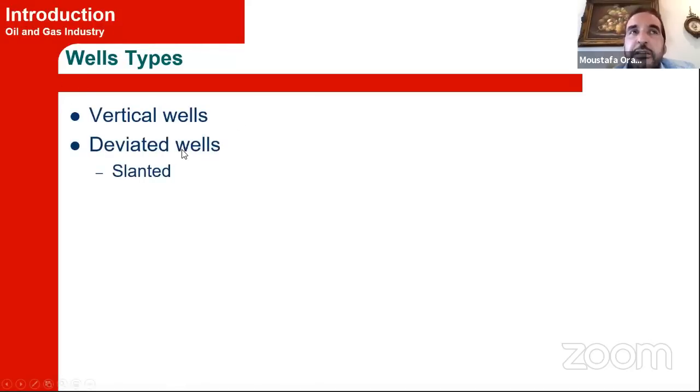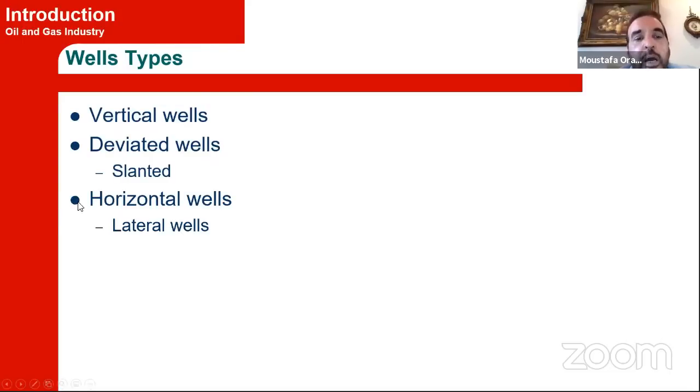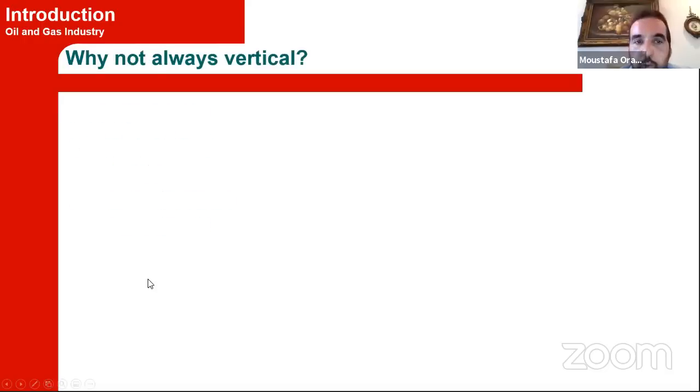The second one is deviated wells. Sometimes we call them slanted wells. The deviated well takes an angle. It's not really a straight well. Why we do this, we'll talk about in a second. The third one is horizontal or lateral wells, which are more complex than the vertical well or the deviated well. The complexity of the well goes this way. A vertical well is not easy, but it is the easiest of the three. Deviated is harder than the vertical well. Horizontal is harder than the deviated wells, and it requires more planning, more understanding of the reservoir, and also of the stresses in the reservoir. So these are mainly the wells that we use.